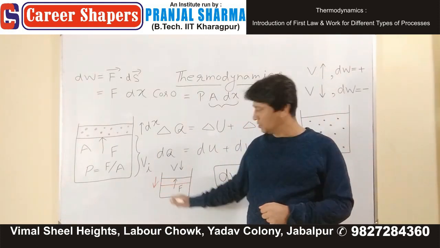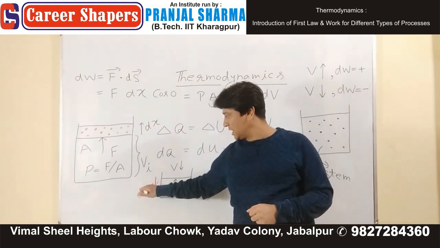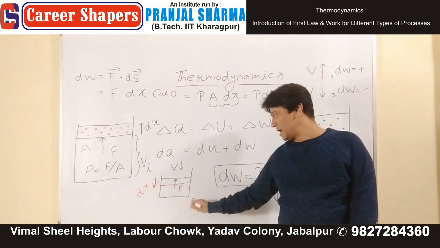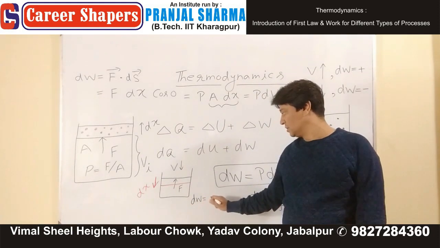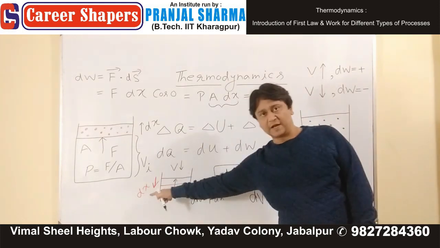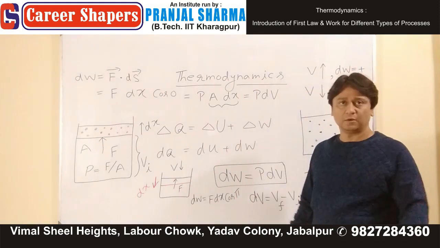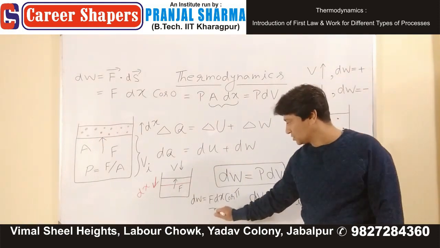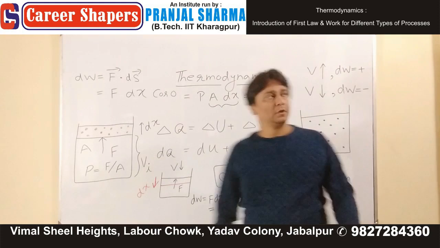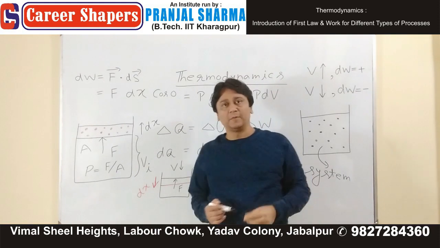I hope you can see the arrow. This arrow is your dx. If this is dx, you will be writing dW as force into dx, this dx, into cos of 180. And what is cos 180? Minus 1. Therefore, you get dW as negative. So what did this become?